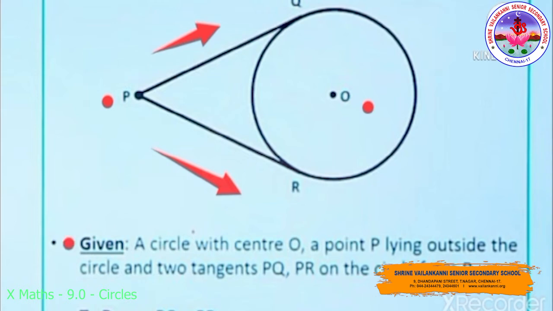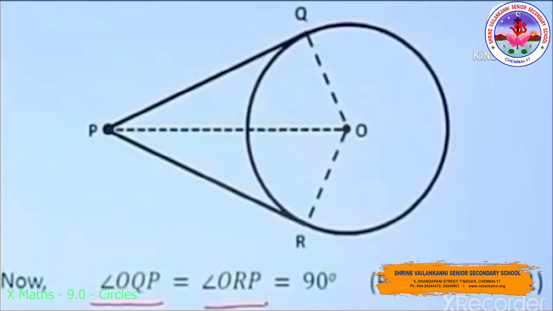So given a circle with center O, point P lying outside the circle, and two tangents PQ and PR on the circle are drawn from the point P. We need to prove PQ is equal to PR. By theorem 10.1, we know that the tangent drawn from any point to a circle is perpendicular to the radius through the point of contact.